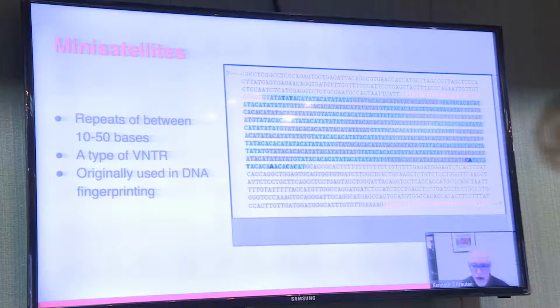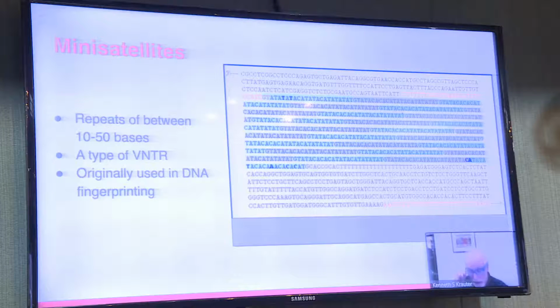So this shows, again, in this picture, a picture of mini satellites, and here you can see the mini satellites are shown in color. So this unit in the green is a mini satellite, and then this unit in the gray is exactly the same sequence as that. And here it's repeated 1, 2, 3, 4, 5, 6, 7, about 25 times, right? And so this is what amounts to a VNTR.